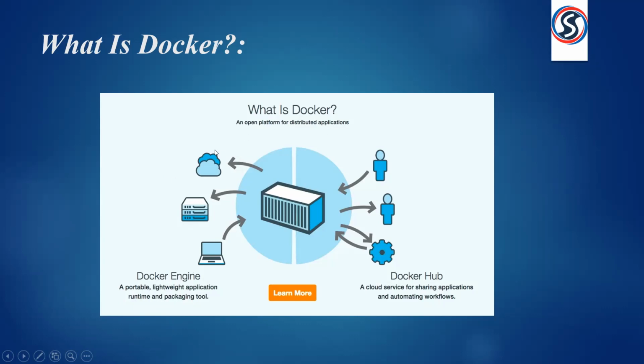In Docker, we have two things. One is the Docker engine, and the second one is the Docker hub. Docker hub is what we use when we are deploying something in the cloud. It is a cloud service for sharing applications and automating workflows. When we are sharing applications up in the cloud, at that time we need the Docker hub.